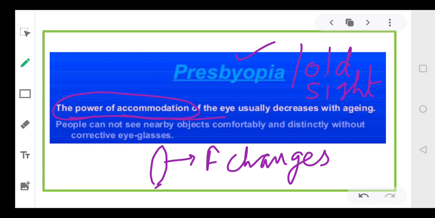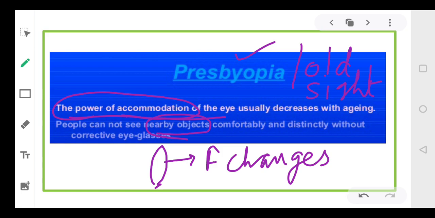So with age, the power of accommodation decreases. जैसे जैसे हम बूढ़े होते जाते हैं, हमारी जो लेंस की एबिलिटी है अपनी फोकल लेंथ चेंज करने की, वो डिक्रीज होती जाती है. Clear? And thus the person cannot see nearby objects comfortably. You must have seen your grandparents. They have a problem in reading the newspapers. So they will always ask their grandchildren to read the newspaper for them. Isn't it? You must have observed it, yes? Because they have a problem in reading. Clear? Because they cannot see the near objects clearly.